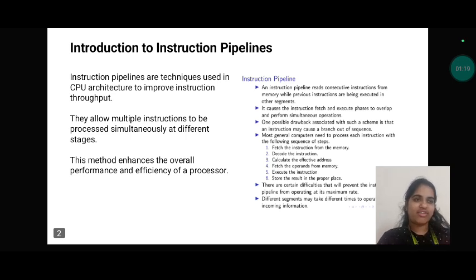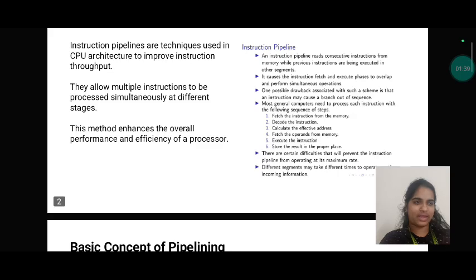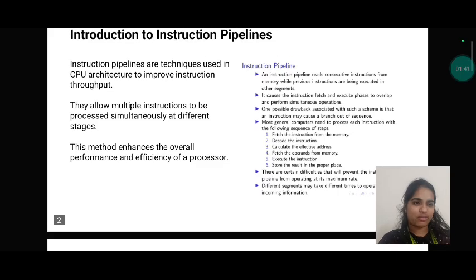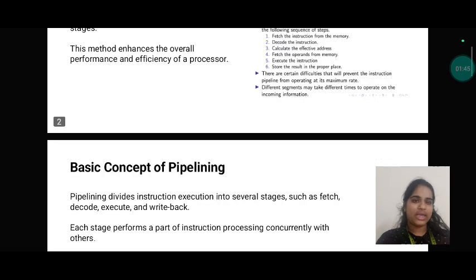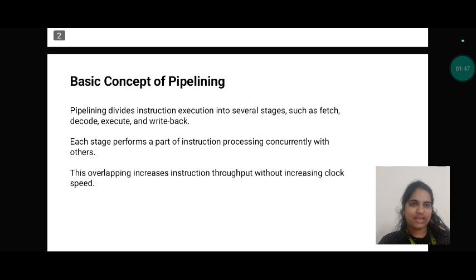The first step is to fetch an instruction from the memory. Second step is to decode the instruction. Third step is to calculate the effective address. Fetch the operand from the memory. Execute the instruction. Store the result in the proper place. There are certain difficulties that will prevent the instruction pipeline from operating at maximum rate. Different segments may take different times to operate on the incoming information. These are the basic concepts of pipelining.